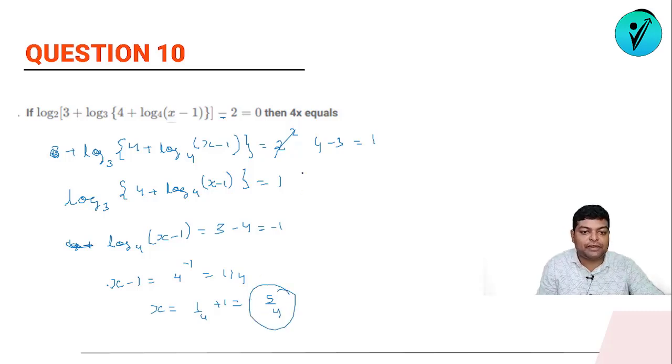So if x is 5 by 4, what do we have to calculate? We have to calculate 4x. So 4x will be 4 times 5 by 4. So this will be what? It will be 5. So for question number 10, the answer is what? It is 5.